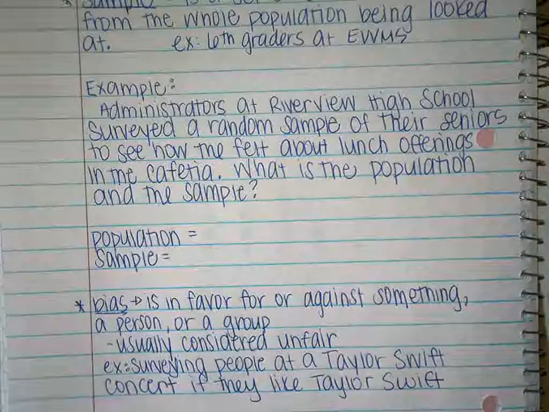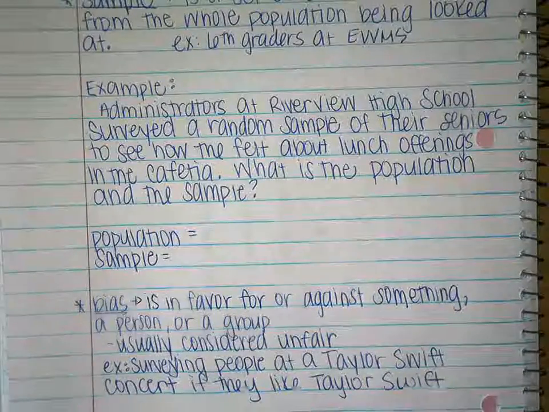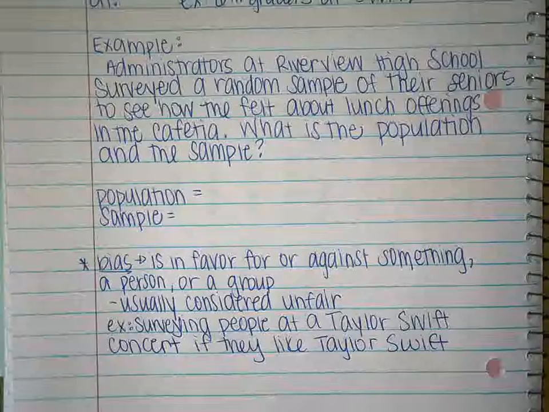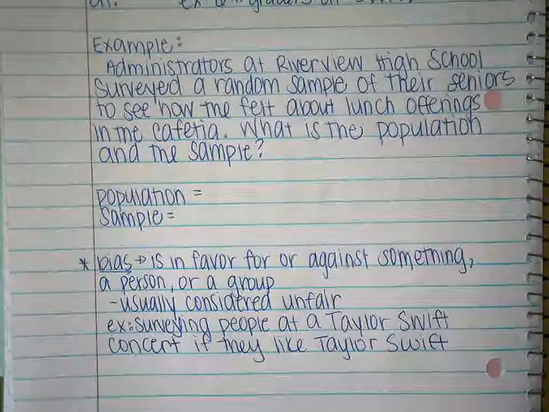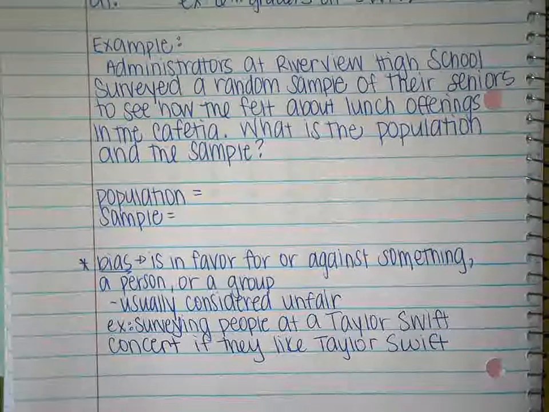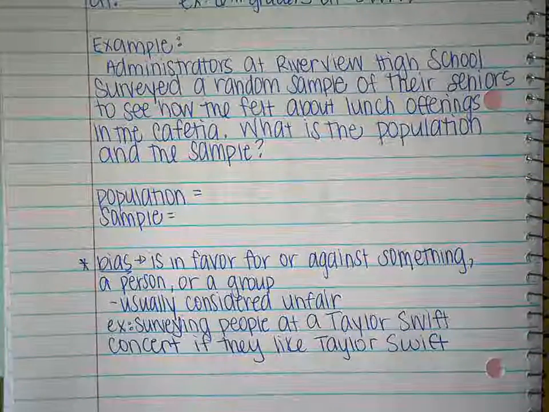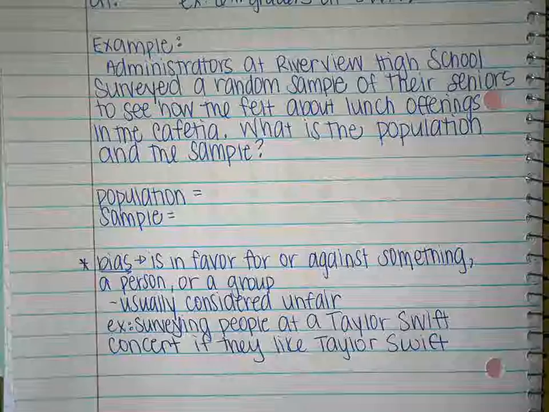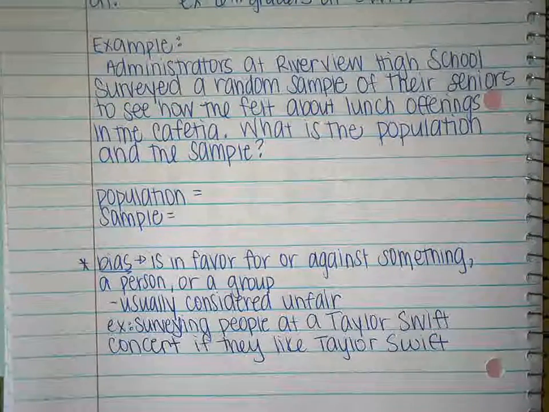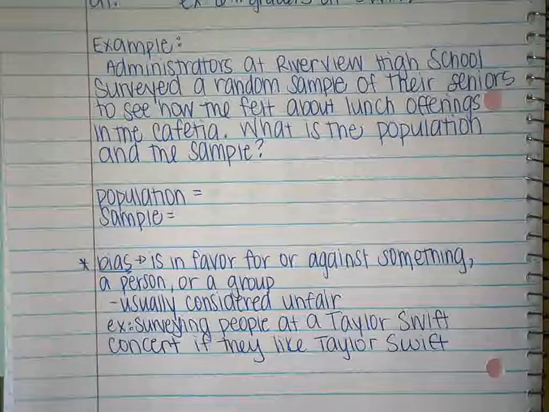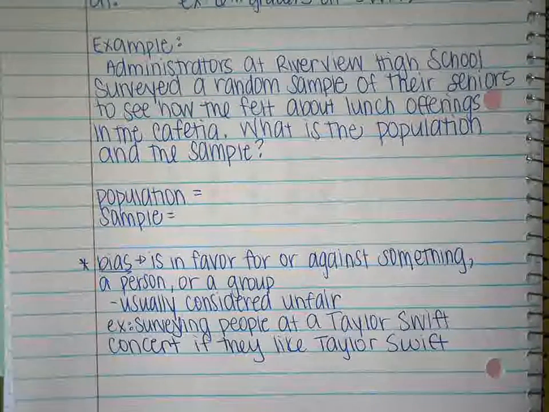An example of this would be if I wanted to survey people at a Taylor Swift concert if they liked Taylor Swift. Now, one, I'm at a Taylor Swift concert, and two, I'm surveying other people who are at a Taylor Swift concert, who bought tickets to go to a Taylor Swift concert, asking if they liked Taylor Swift. Most likely, they are going to say yes, which is a biased response because I am surveying people at a concert that I'm asking people about. That is bias.